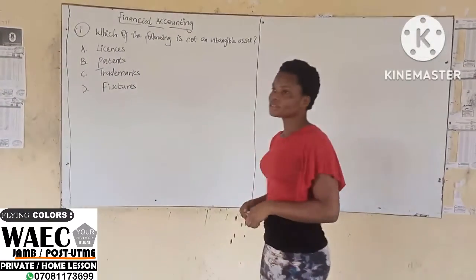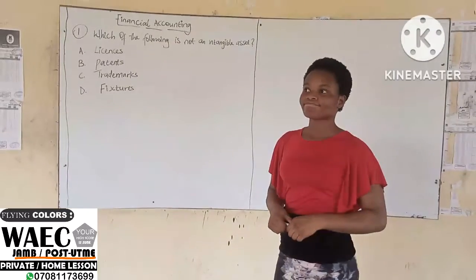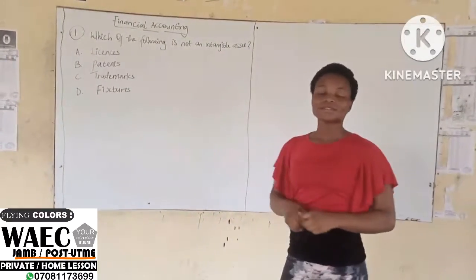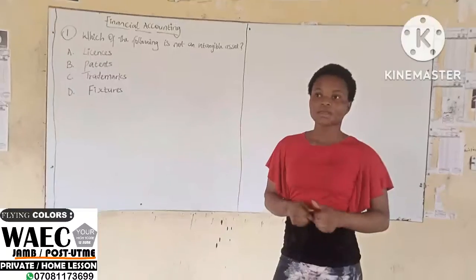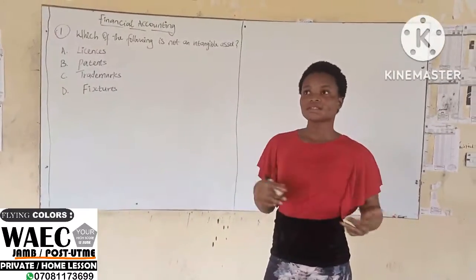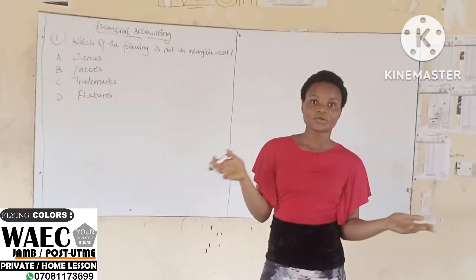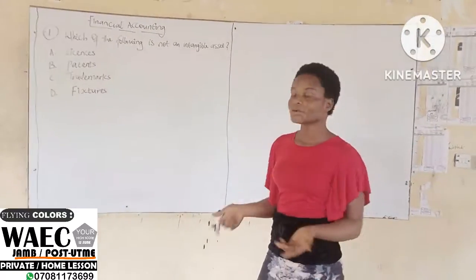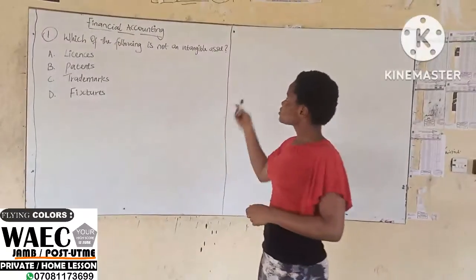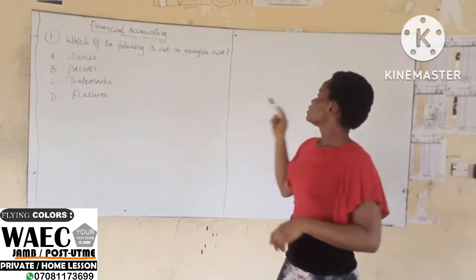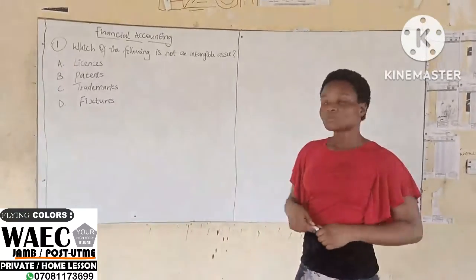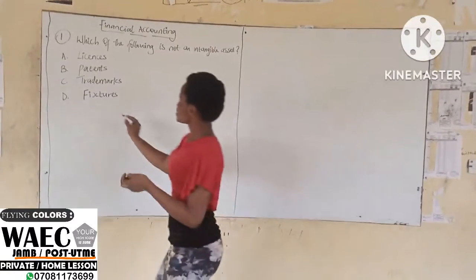For example, the logo of a business like SON, INEC, and the rest of it. Then fixtures. Fixtures are not an intangible asset. Why? Because fixtures, we can see them, just like wallpaper in an office, seats, furniture, and all the rest of it. So according to the question, it asked for the one that is not an intangible asset. So our answer here is fixtures.